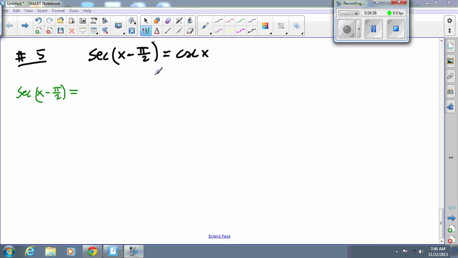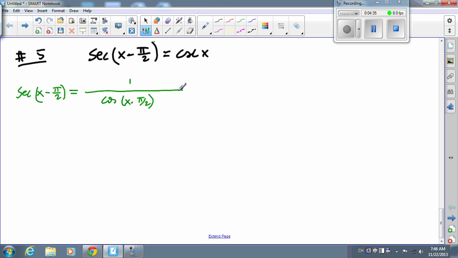On problem number 5, I have the secant of x minus pi over 2 is equal to the cosecant of x. I know that there is an easier way to solve this, but I will use the most logical method. The easiest way would be to use the cofunction, but it's a little tricky. So I will go step by step using the normal way to solve it. So secant is 1 over cosine. So I will say it's 1 over cosine of x minus pi over 2.